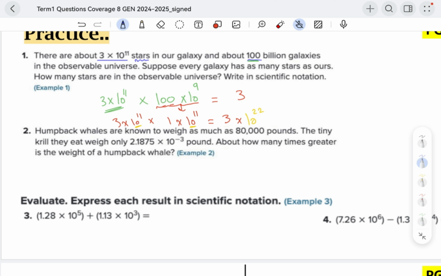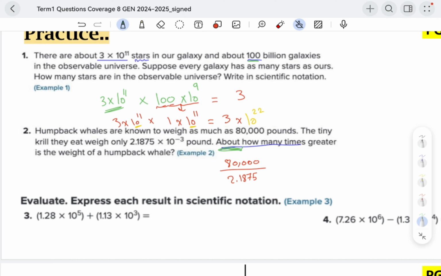Question number 2. Humpback whales are known to weigh as much as 80,000 pounds. The tiny krill they eat weigh only 2.1875 times 10 to the power negative 3 pound. About how many times greater? How many times greater? It means that we're going to divide the weight of the whale by the weight of the krill they eat, which is 2.1875.